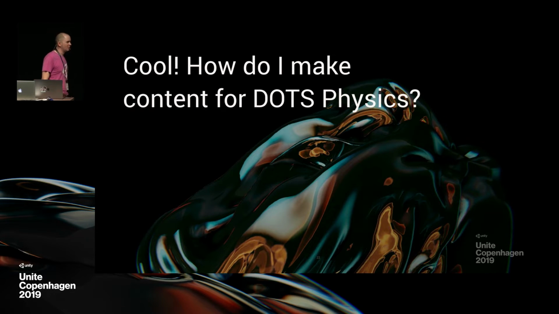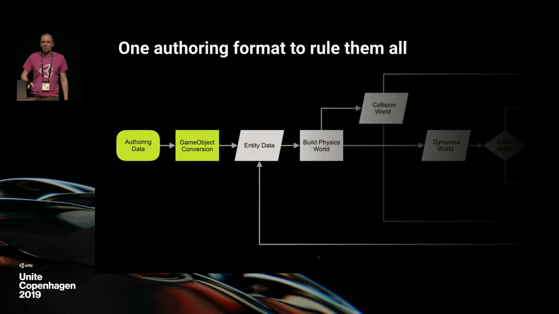All right, so I'm sure everybody feels like, wow, this runtime data protocol sounds really cool when you describe it that way. How do I make content for this? The nice thing is that because we have a common runtime data protocol, we can also have a single authoring format that works for any physics backend. If you are new to DOTS, maybe if you were listening during the keynote, Joachim had emphasized that one of the chief differences between the world of DOTS and classic game objects is the separation between authoring data and runtime data, right?